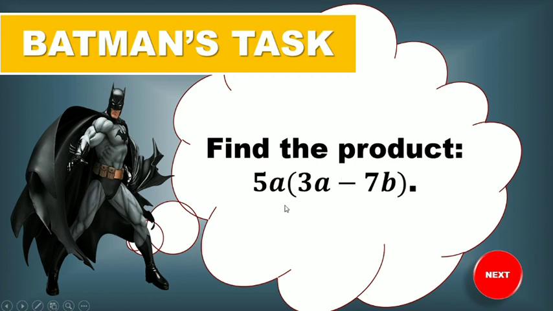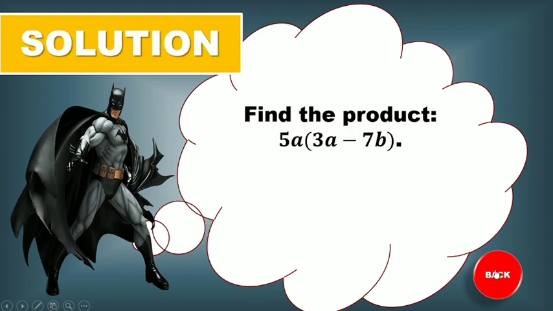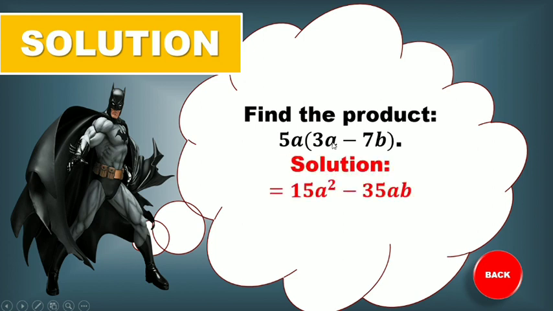In solving this, we just have to use the special products about the distributive law. We multiply 5a by 3a and then 5a by negative 7b. So 5a times 3a is 15a squared, and then 5a times negative 7b is negative 35ab. And this is now our answer for this particular task. So Batman's task is a little bit easy. Now how about the other superheroes?